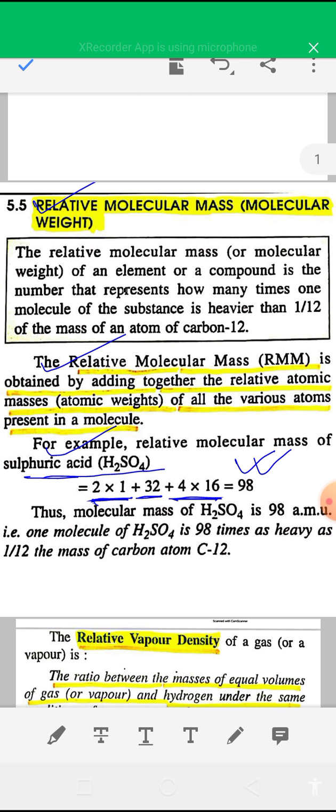Very simple calculation. To calculate the relative molecular mass or molecular weight of a compound, of a molecule, you have to add the atomic masses of the different atoms present in one molecule of that compound.